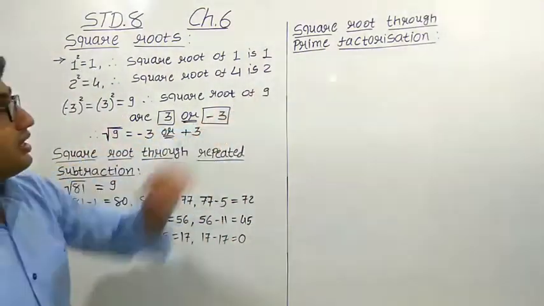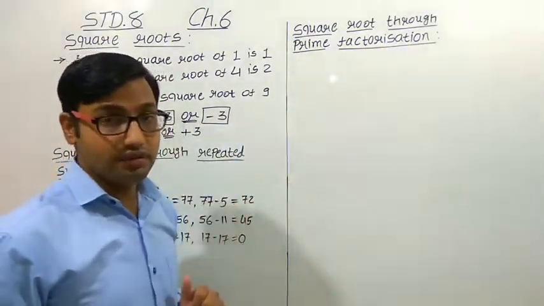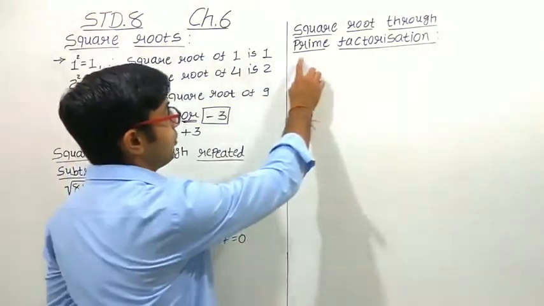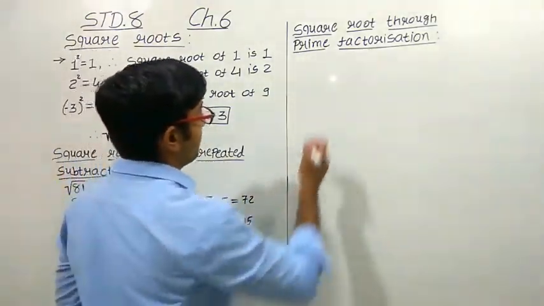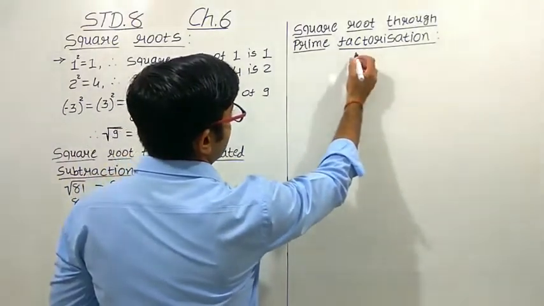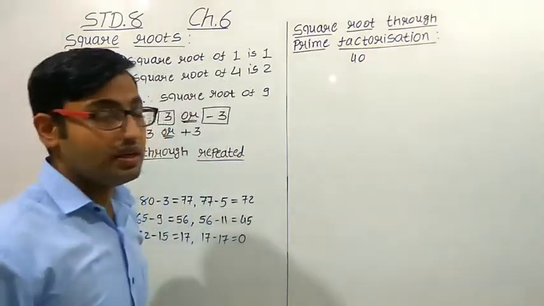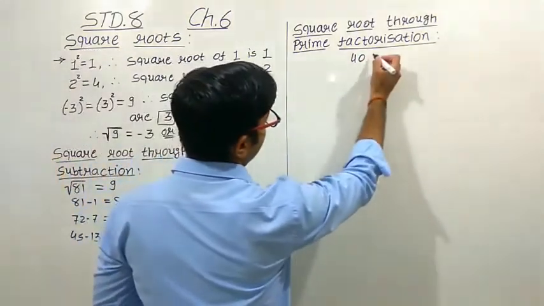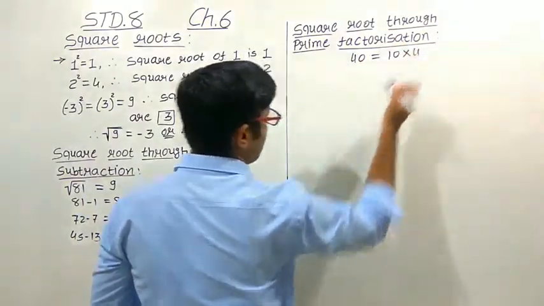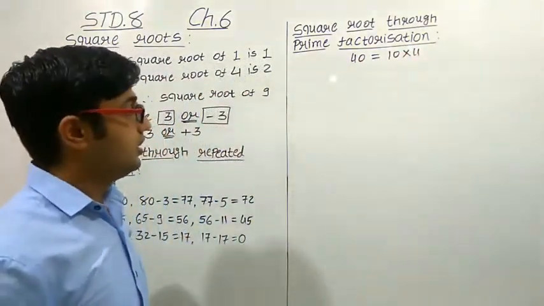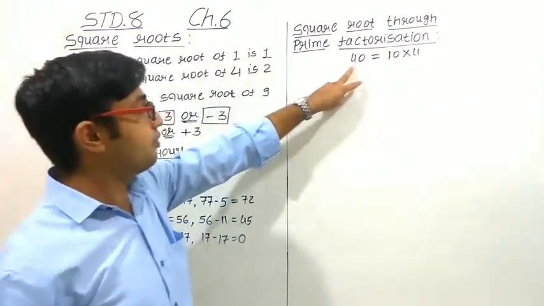Now let us study another method, that is the square root through prime factorization. First of all we have to understand the meaning of prime factorization. Let us take an example. Suppose you have the number 40. Here you can write the factors of 40 as 10 into 4. 10 fours are 40. So 10 and 4 are factors of 40.